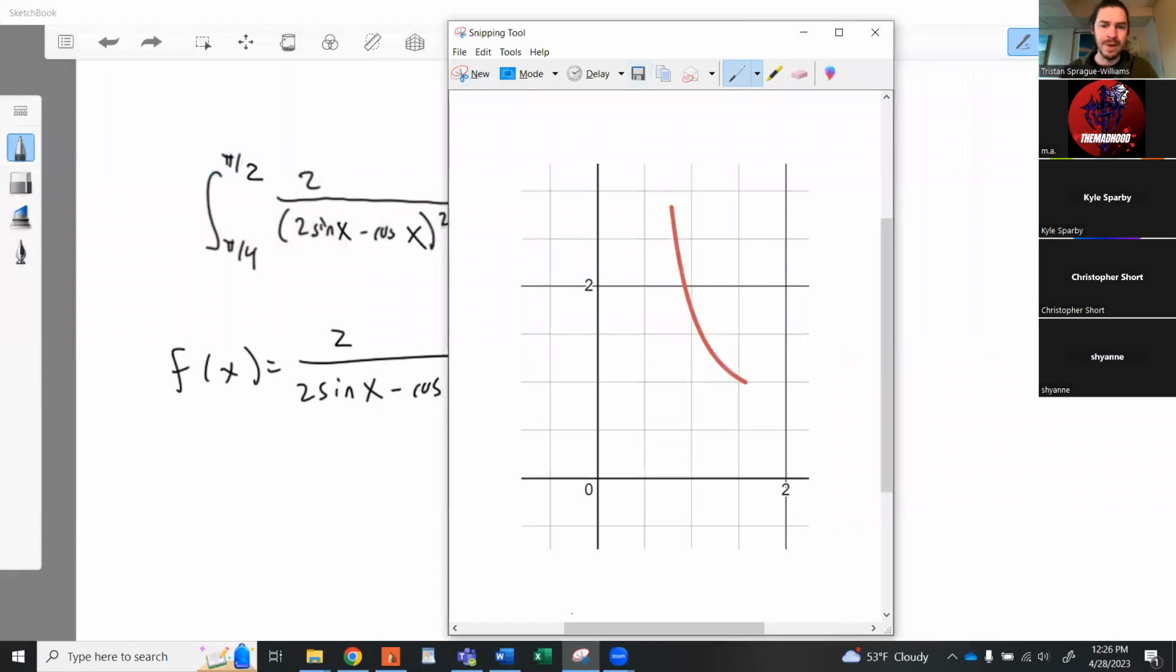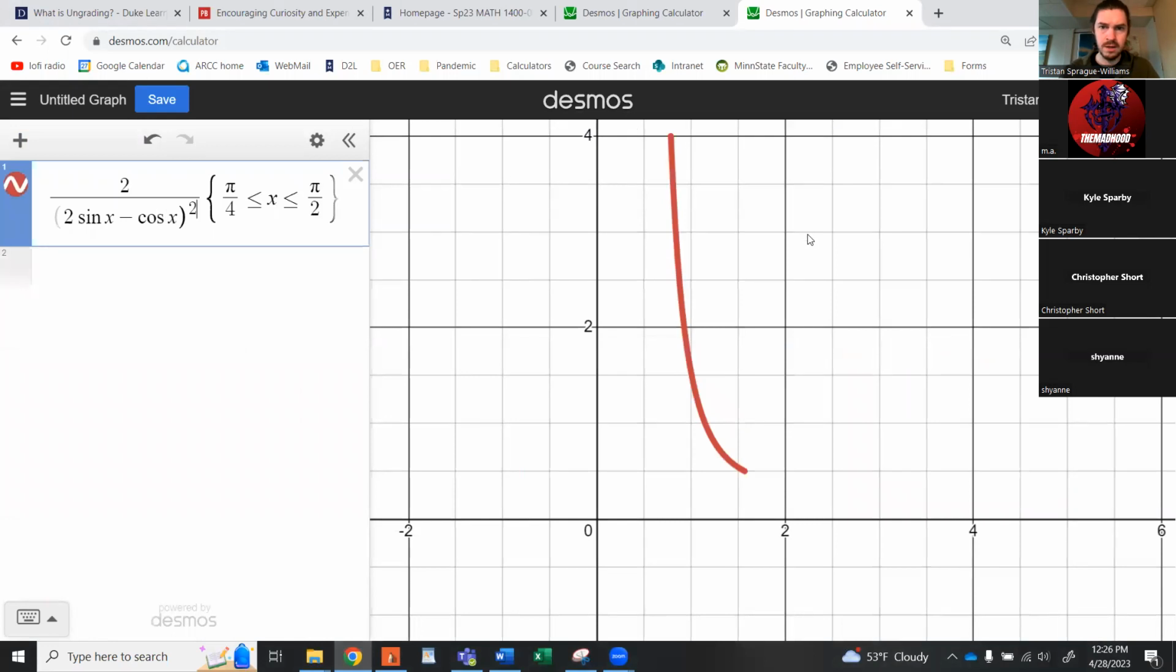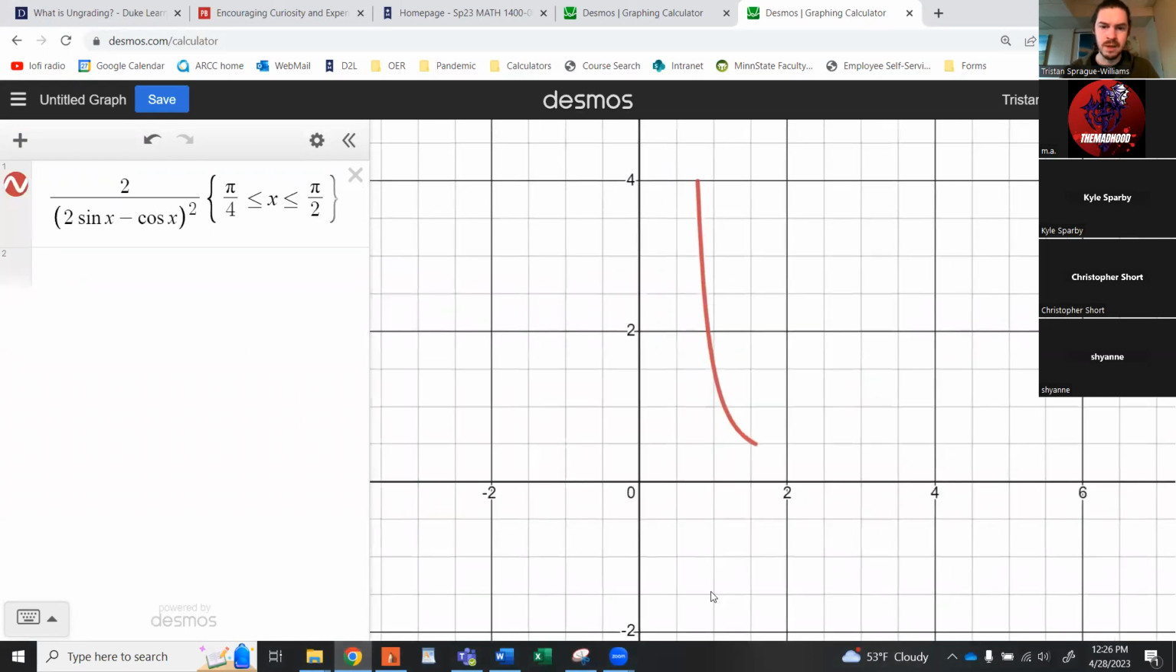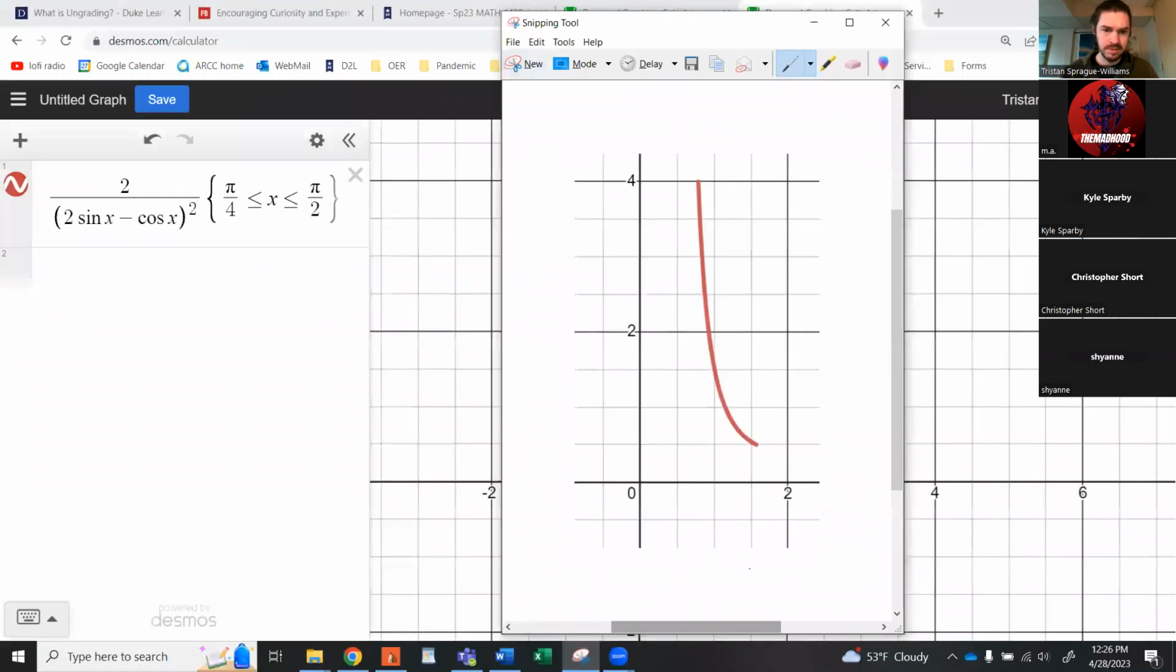Oh, is it squared? Oh, you're right. It's squared. I forgot to square it. Oh, you guys are catching all my mistakes today. Sweet. Thank you. This part is indeed squared. It looks like that instead. Slightly more elongated snippet of a curve.